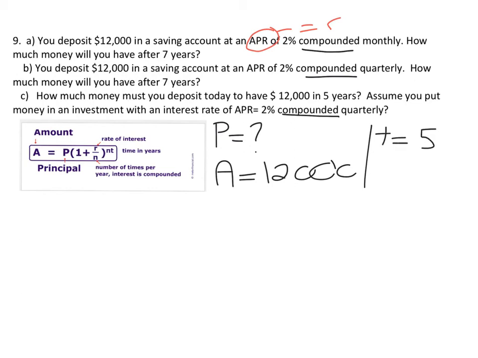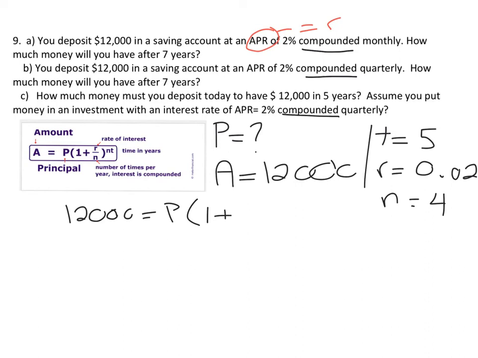Assume you put money in an investment with an APR of 2%. So R, I'm going to go directly to 0.02, compounded quarterly, N equals 4. So we're going to plug into the same equation. Just remember that we plug in A for A, and we don't know what P is, so nothing gets plugged in. So 12,000 equals, P is our variable, right? 1 plus 0.02 over 4 to the NT, so 4 times 5.